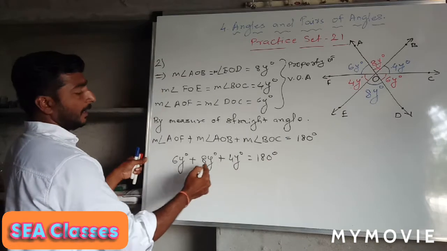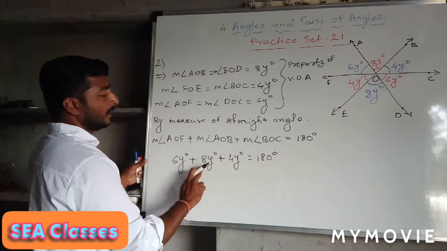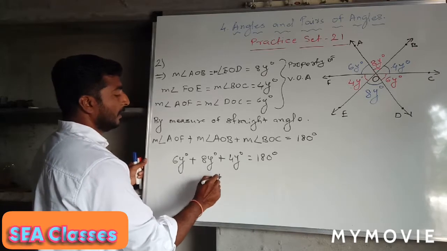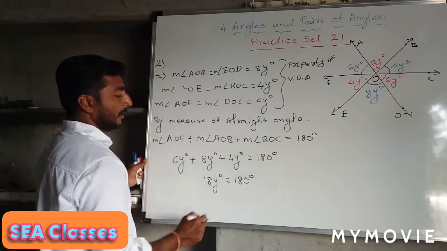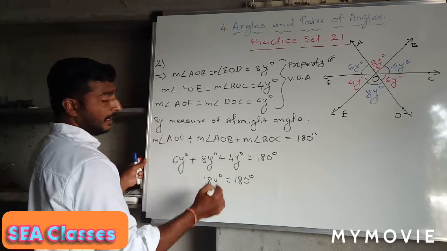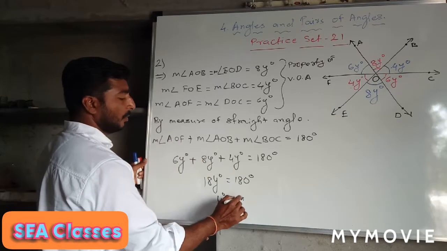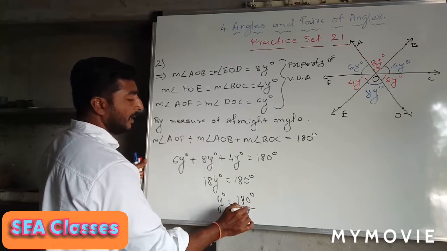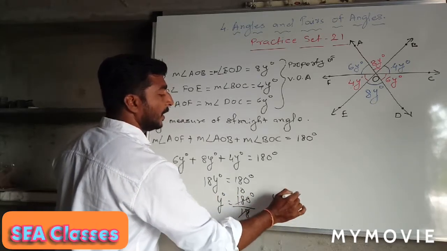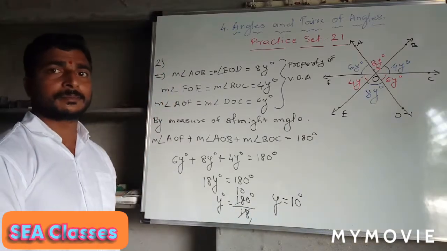So add this, all are having y. So 6 plus 8 will be 14, and 14 plus 4 will be 18. So 18y degree is equal to 180 degree. So now this 18, send it to the right side and it will divide 180. So y degree will be equal to 180 degree divided by 18, and if you divide this you will get 10. So y is equal to 10 degree.